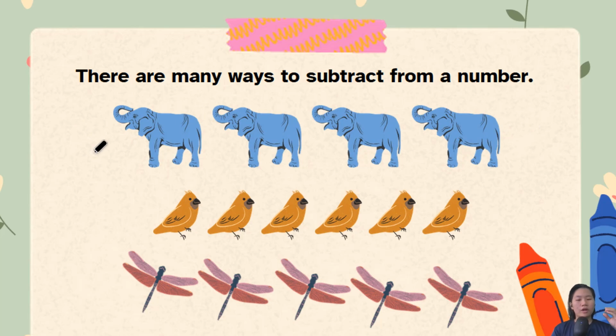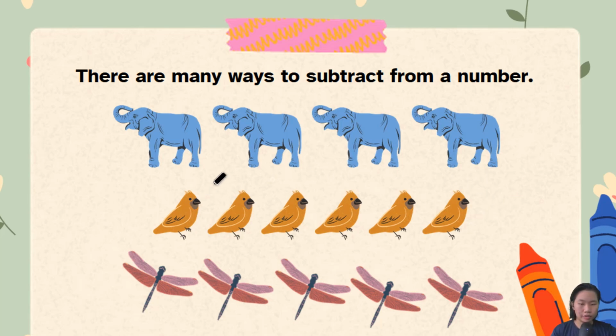But what happens if I don't cross out any at all? What is 4 minus 0? It's going to be 4, okay? Because we still have 4 elephants. We have not crossed out any at all. Let's move on to the next number represented by the birds over here.